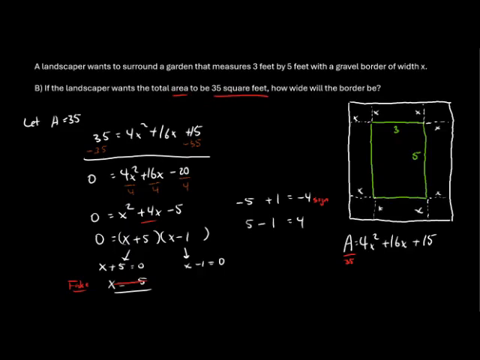If we solve the other piece, we'll move the 1 to the right and say x equals 1. Therefore, the width of our border will be 1 foot. And this is how we use our polynomial model for area to figure out how big the border must be.